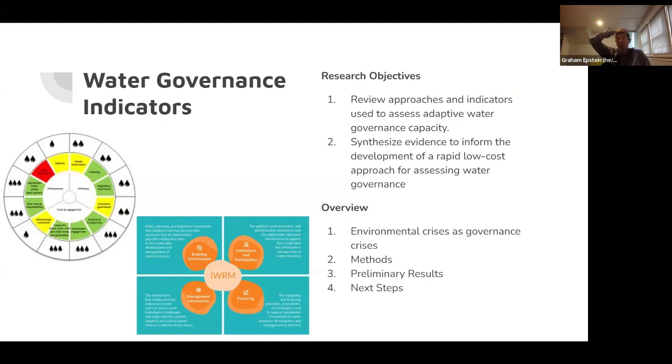So the overview of what I'm going to talk about today, well, I probably will go through this pretty quickly. Didn't know for sure how many people would be here, but now I know many of you, and I know you already know that environmental crises are governance crises. Primarily, this is a leading driver of the environmental problems that we're facing, and particularly in the water sector. Then I'll go into the methods we used. We used a rapid review of the literature, and I'll let you know a little bit about what that is, and share some of the preliminary results and discuss next steps.